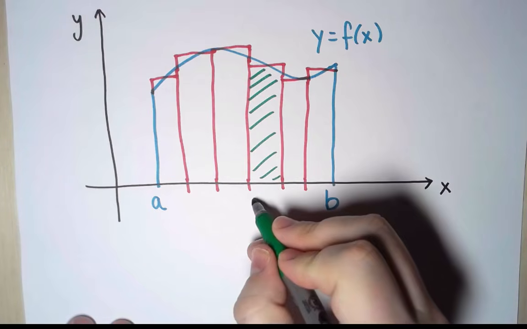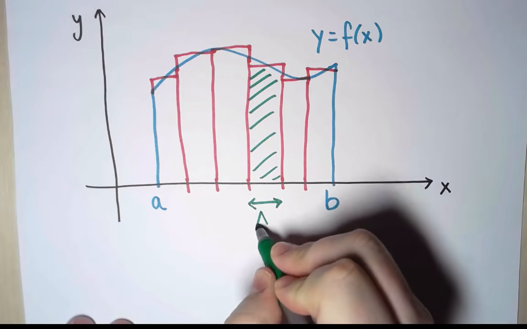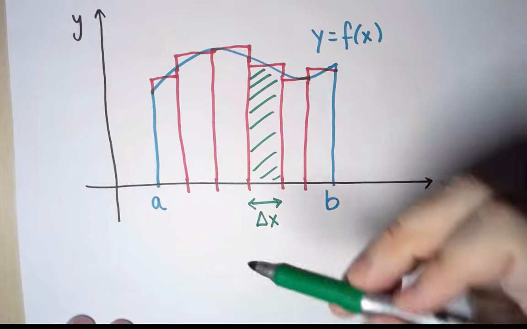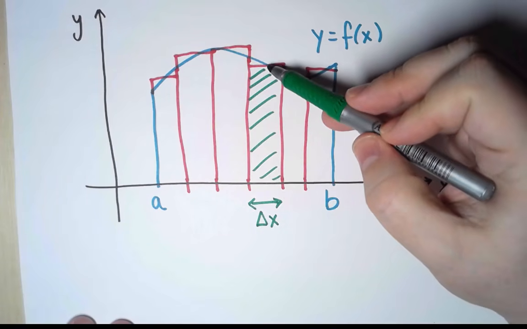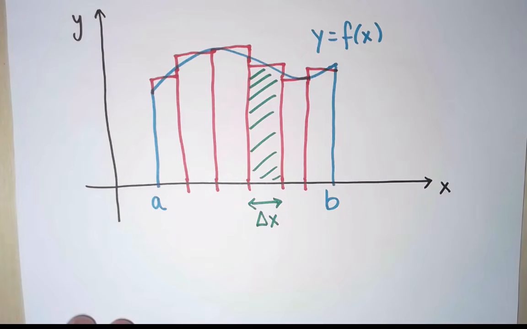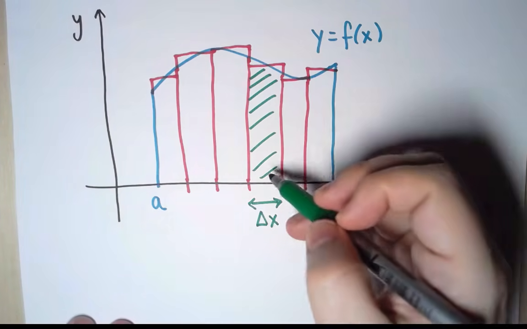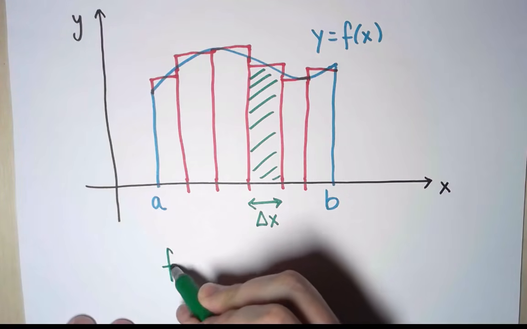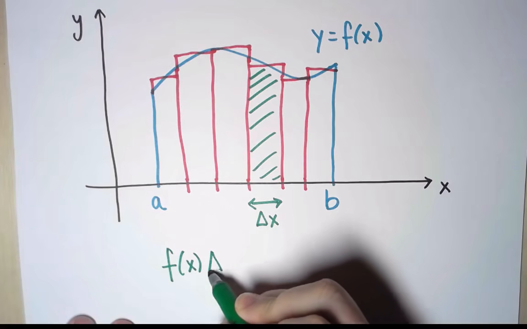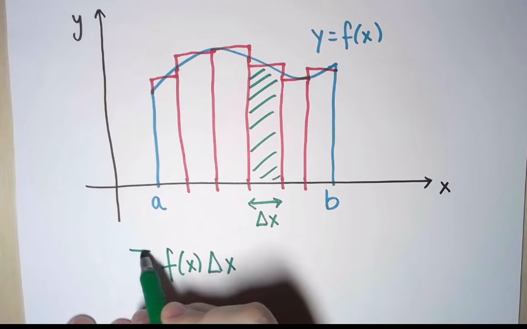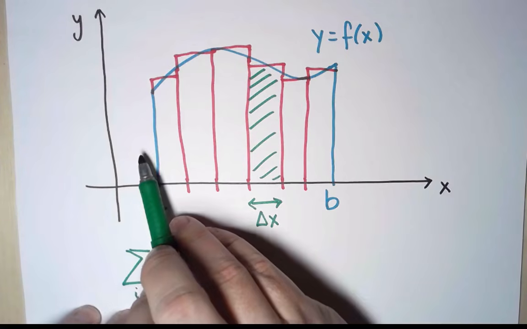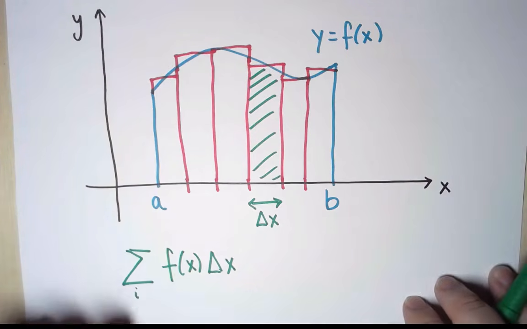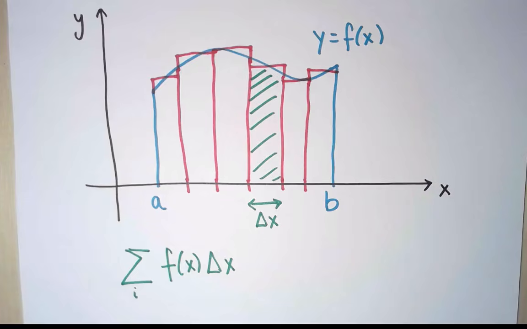I'm going to call the width of this rectangle delta x. And then the height of this rectangle is f of x for some value of x, some value of the function f. I'm not being very precise about which value, but therefore the area of this rectangle is going to be f of x delta x. And now if I add over all the pieces, if we put a sum here, then I get the sum of the areas of the 6 rectangles. That's an approximation for the area of the region I'm interested in.